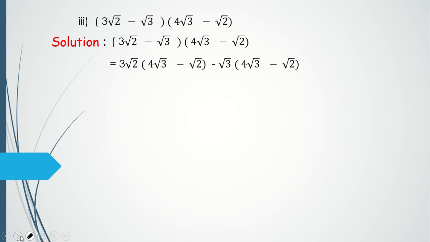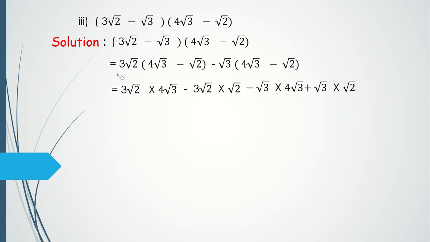We break the first bracket, this one. 3 root 2 is multiplied with the second whole bracket, and this root 3 is multiplied with the second whole bracket. Now multiply this 3 root 2 inside the bracket. I have multiplied 3 root 2 with this, then 3 root 2 with this, then root 3 with this, then root 3 with this. That's it. So see here, minus minus became plus in the last one.